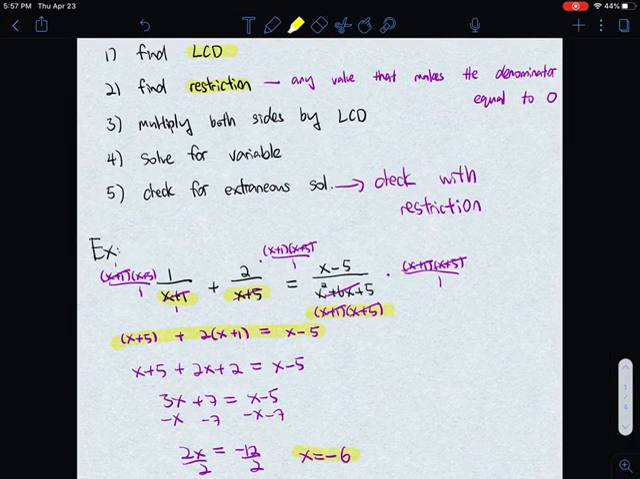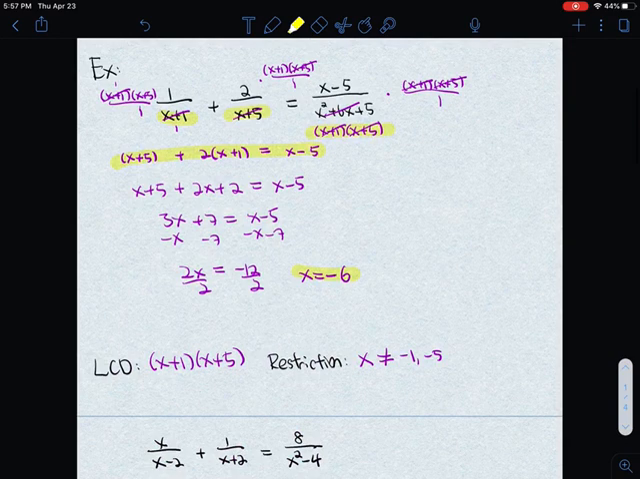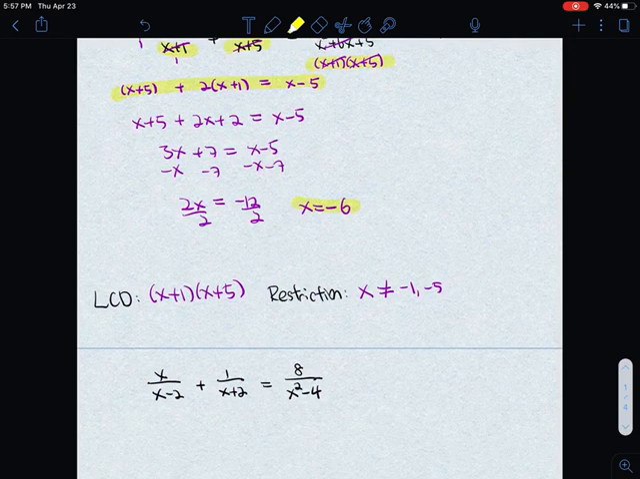And then step 5, you want to check your answer against your restriction. Okay, so once again, our restriction was that x cannot be negative 1 or negative 5. And we got negative 6, which is fine, because that's not negative 1 or negative 5. So then this will be our solution.